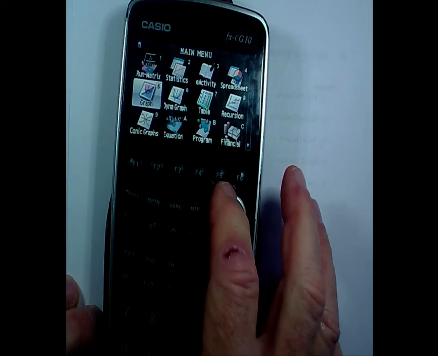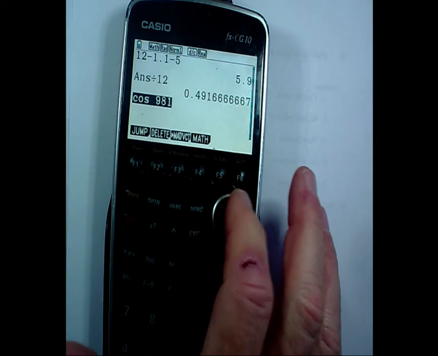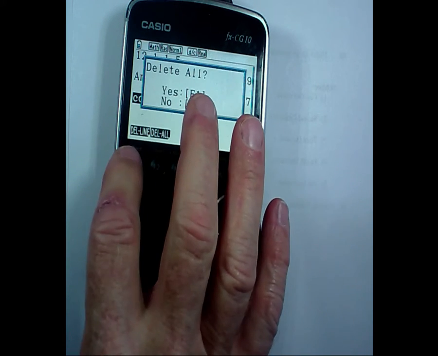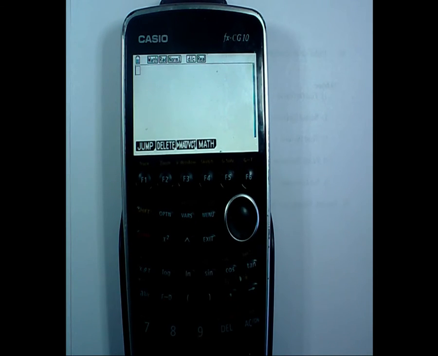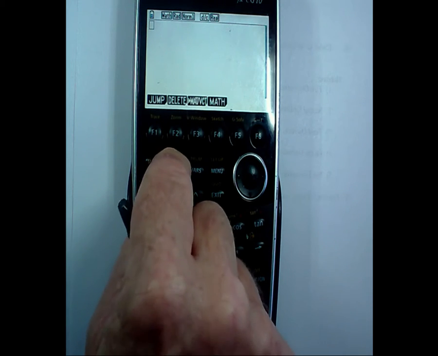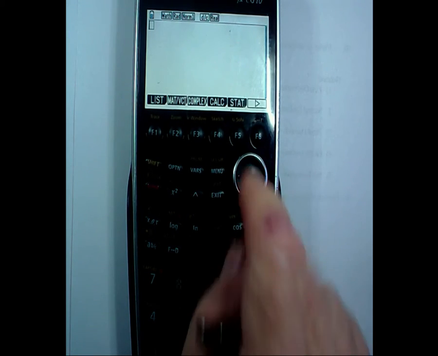All right, Casio people. Go to menu. Come here. I'm going to clear my screen. So Casio people, if you take a look, I believe you have a button on the top here that says options. Am I correct? Press options. And you get a lower bar like that. Am I correct? Press calc.